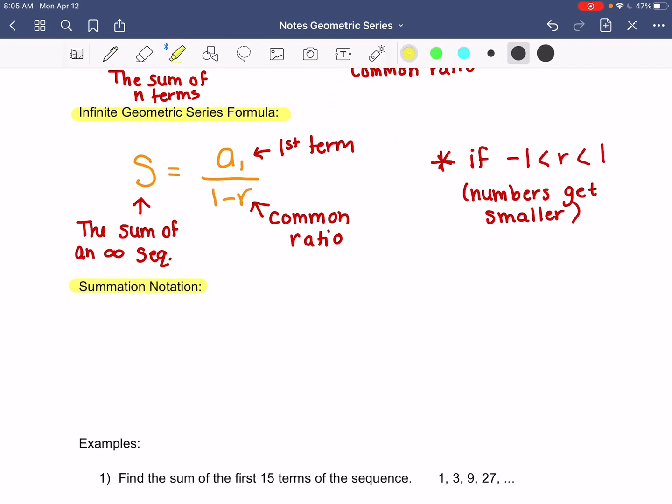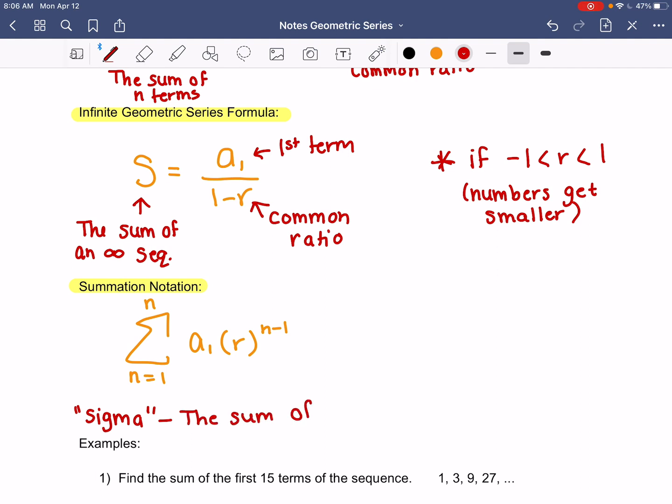Okay, we still have summation notation like we did with arithmetic series. It still looks the same. So remember, this is sigma. Sigma means the sum of. So n just tells you how many terms. Down here just tells you which term to start with. Again, this right here is just your rule. It has A1, the first term, and R, the common ratio.